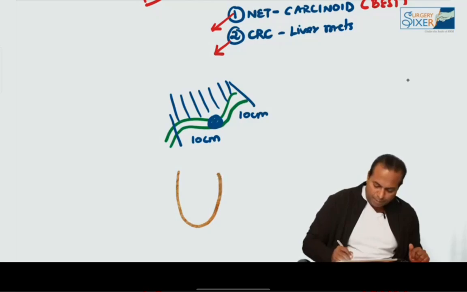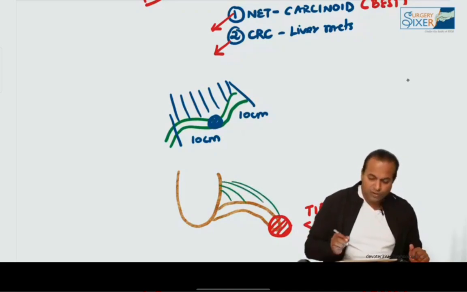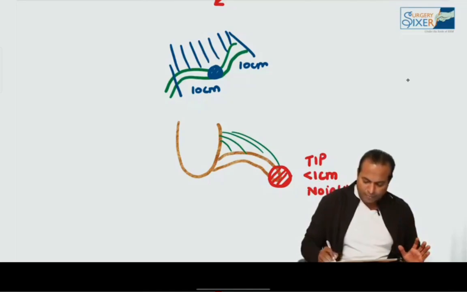And especially if it is an appendix carcinoid. If it is in the tip of the appendix, less than 1 centimeter, no infiltration into the mesoappendix. Like this is the mesoappendix, no infiltration into the mesoappendix. The treatment of choice is what? Just appendicectomy is enough. Appendicectomy is enough.